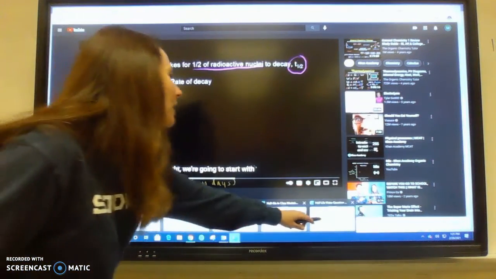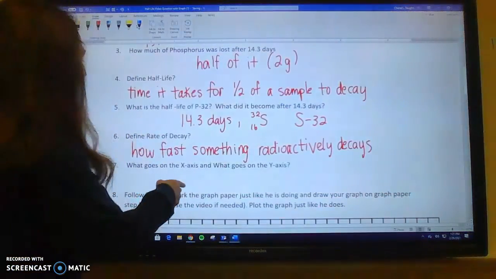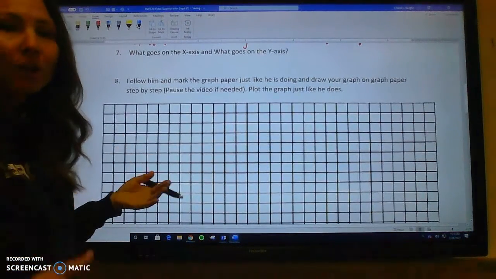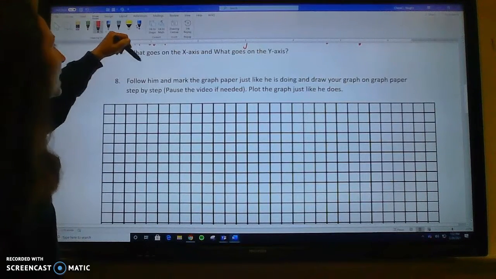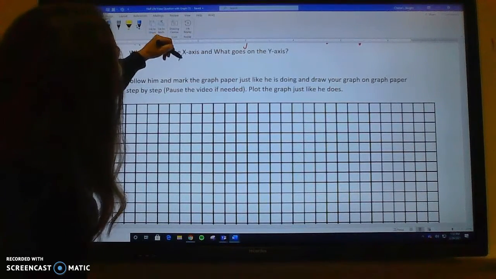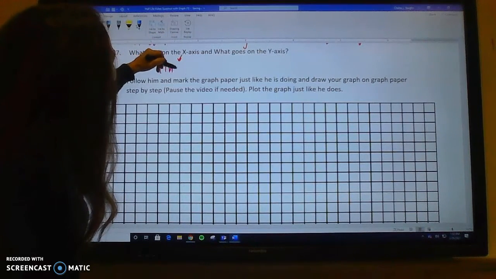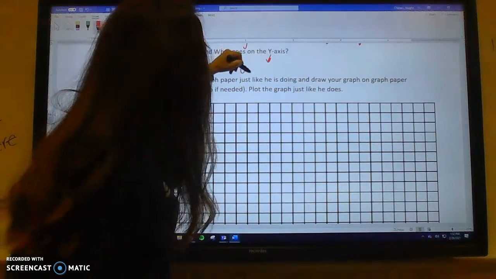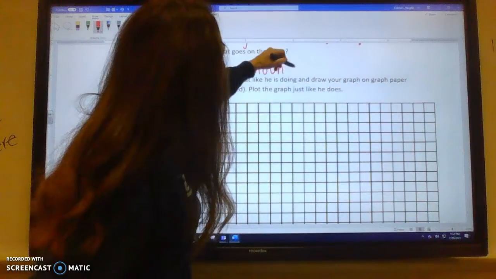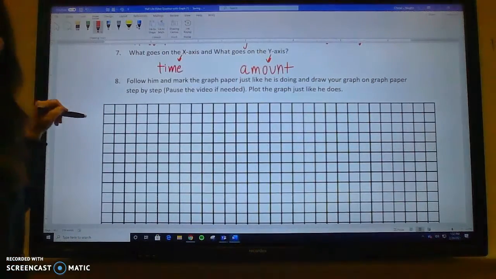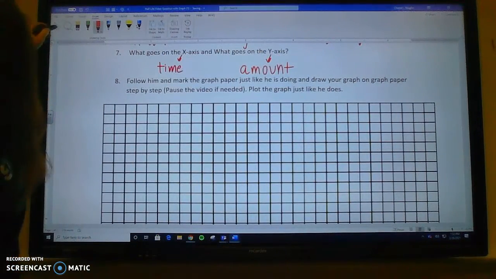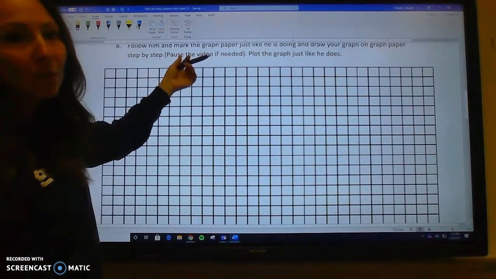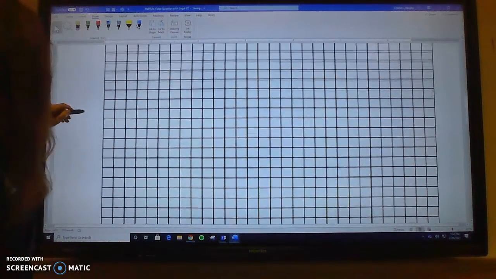So in our questions, we are being asked what goes on the x-axis and what goes on the y-axis. So we're going to go ahead and answer those questions. X-axis is going to be time. Y-axis is the amount. And so we are going to label that on this graph. This is asking us to follow him and do the graph on this graph paper. So we're going to do that.